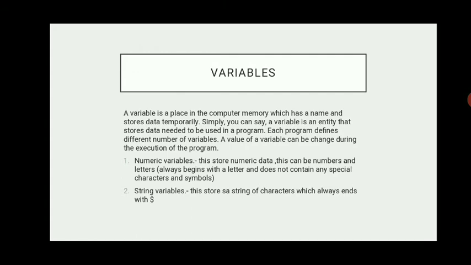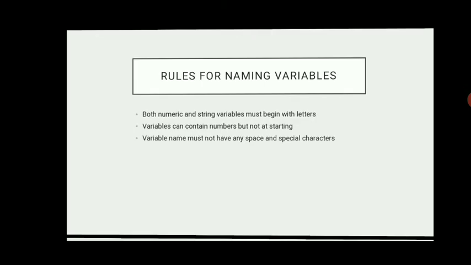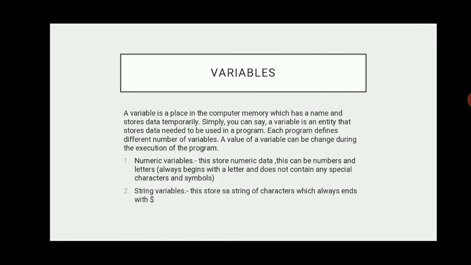There are two types of variables. Number one is numeric variables and another is string variables. A numeric variable stores numeric data. It can contain numbers and letters, but it always starts with a letter and does not contain any special characters or symbols. Another one is string variable. This stores a string of characters and always ends with a dollar sign.